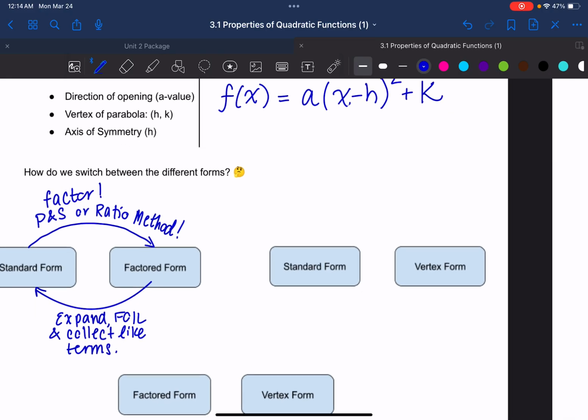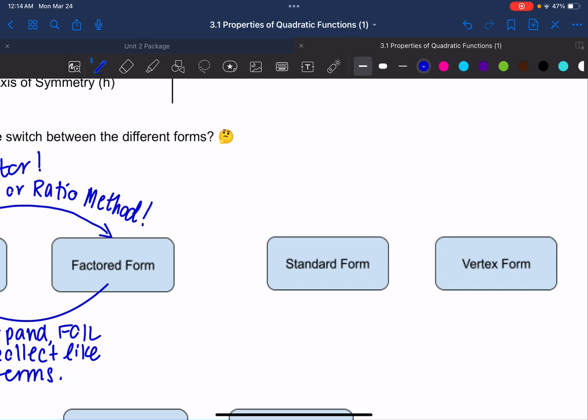If I wanted to move on to the next one and go from standard to vertex, this is a little more steps. It's also people's least favorite thing from grade 10, but it is completing the square. Complete the square, which we're going to spend a whole lesson doing, not this lesson, but we will be reviewing how to complete the square in case you forgot. But that is how you would go from standard to vertex and vice versa.